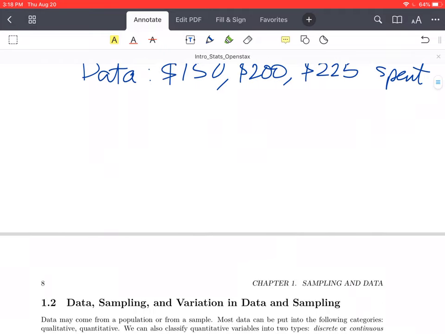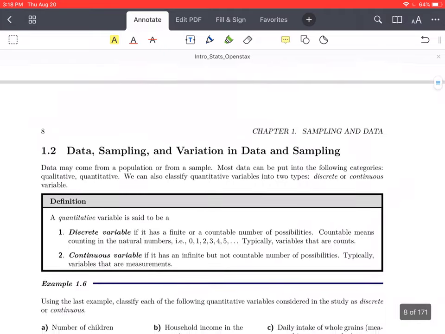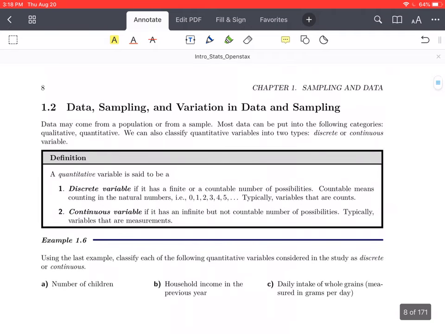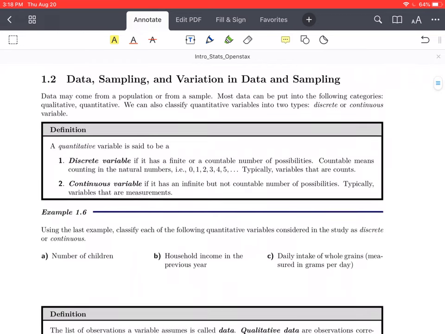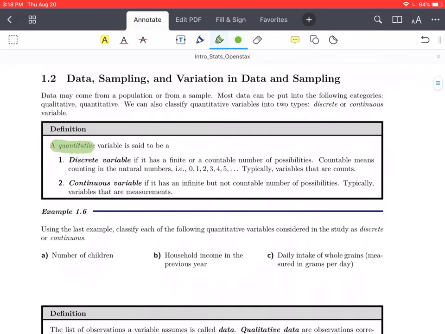All right. So this brings us to section 1.2, data, sampling, and variation in data and sampling. So we're going to look first at different types of quantitative variables or numerical variables, because we can further classify these. So when you're dealing with a quantitative variable, you have two different types, a discrete variable and a continuous variable. Discrete variable is finite or countable.